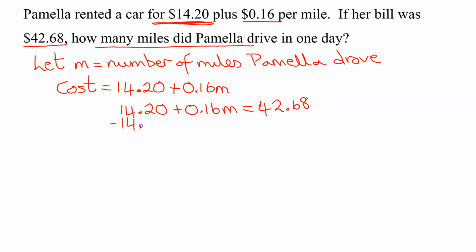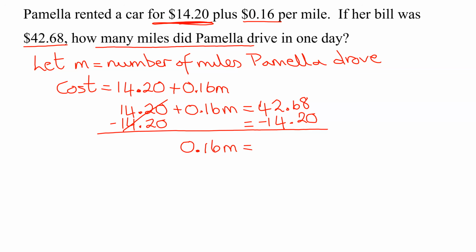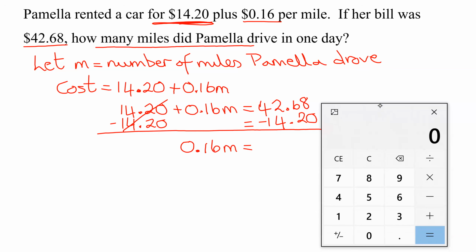I'm going to subtract $14.20 from both sides. So 1420 minus 1420 is 0, so on the left-hand side I get 0.16 M equals, okay, let me get my calculator out, and so I have 42.68 minus 14.20 equals $28.48. Then I just have to divide both sides by 0.16.